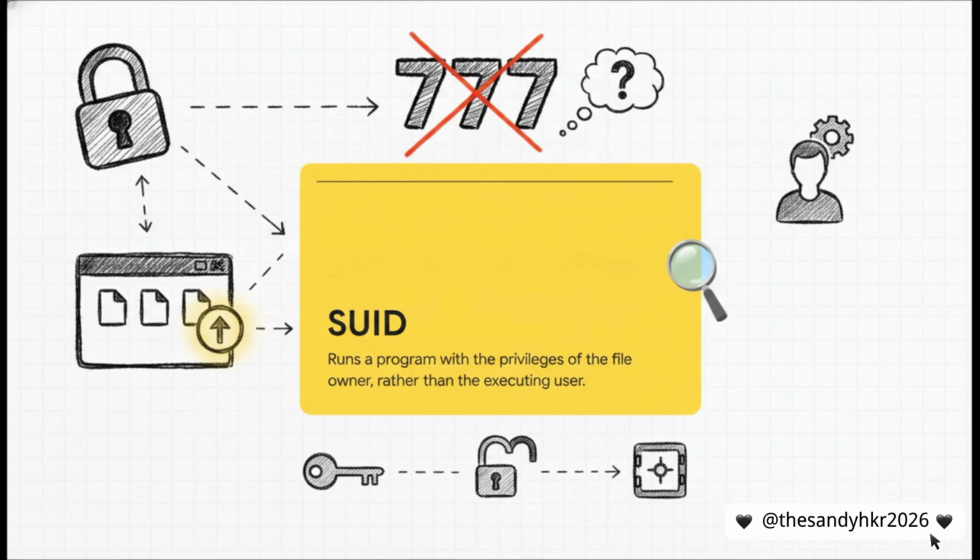A classic example of this is the password change command. Obviously, regular users need to be able to change their own passwords, but they absolutely should not have raw write access to the system's core password file. SUID allows for that temporary, elevated access securely without compromising your total system security.